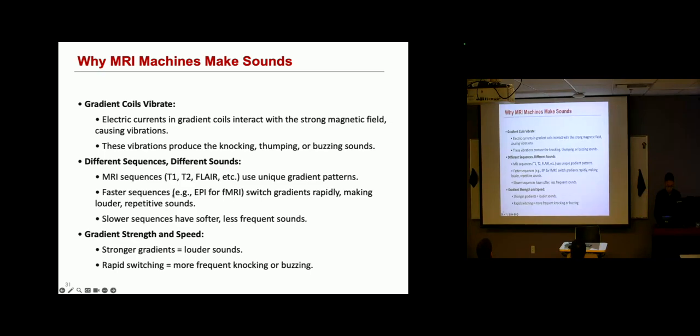And also, because the radio frequencies are sent in different patterns for different sequences, faster or slower, they interact with these coils and the magnetic field. They will have a different repetitive sound. And also the gradient strength and the speed will result in either a louder sound or more frequent knocking or buzzing sound. So that's the explanation of why these MRI scanners have these different sounds.